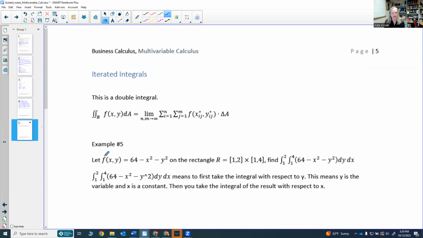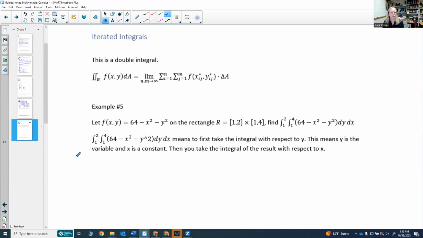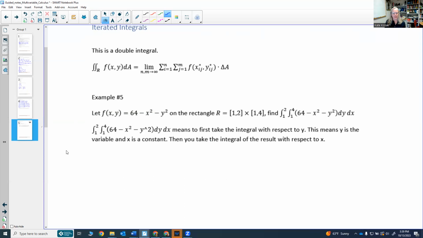So in example 5, let f(x, y) equal 64 minus x squared minus y squared on the rectangle R of [1, 2] crossed with [1, 4]. And we want to find the integral from 1 to 2, then the integral from 1 to 4 of 64 minus x squared minus y squared dy dx. This means to first take the integral with respect to y. This means y is the variable and x is a constant. Then you take the integral of the results with respect to x.